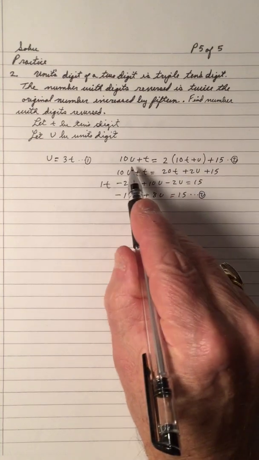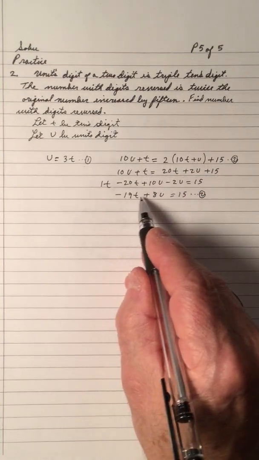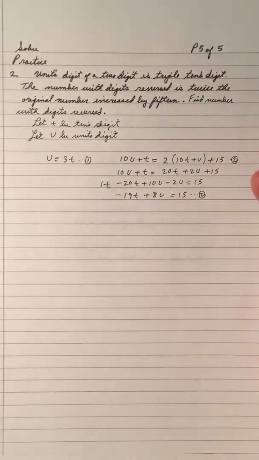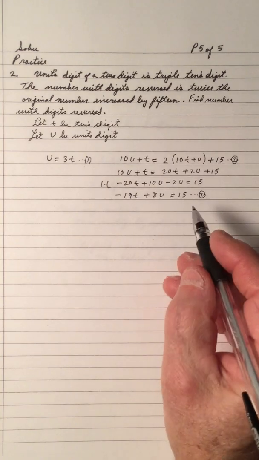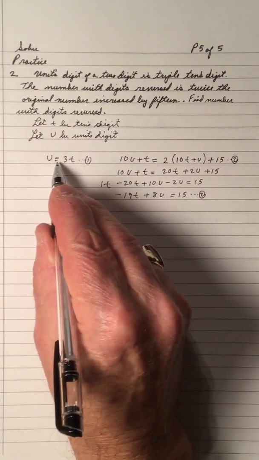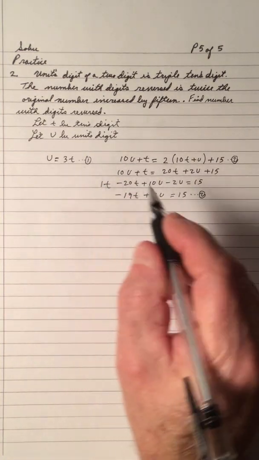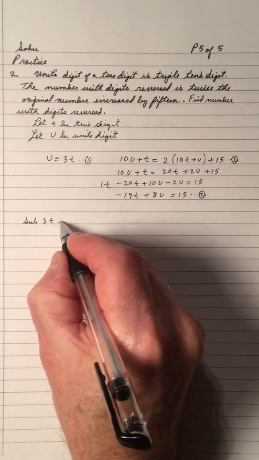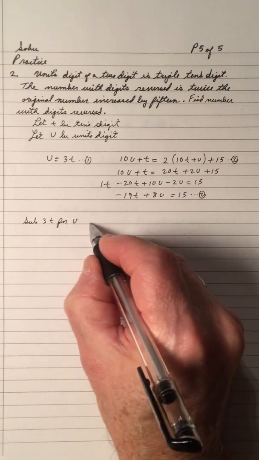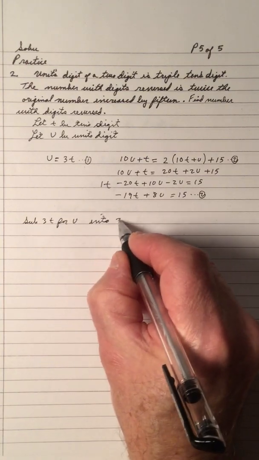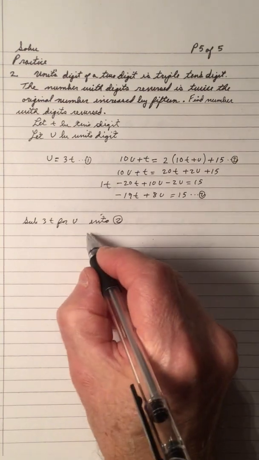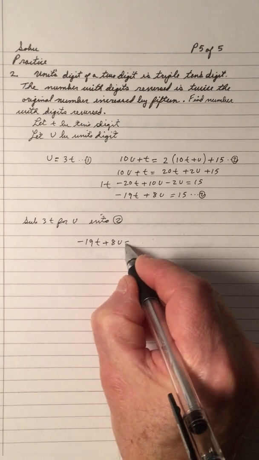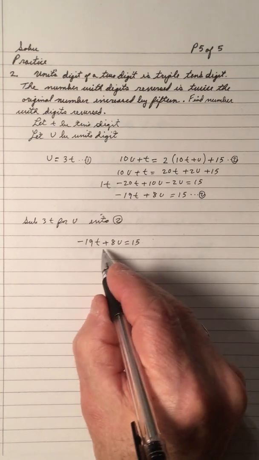For substituting in, I wouldn't substitute into this one. I would substitute into this one. And if you make an error, and the error is here, then it won't work, so you've got to go back and check anyway. So this equation is already solved for you. So I'm going to sub u equals 3t into number 2. Number 2, this one. So that's negative 19t plus 8u equals 15. So I'm subbing in here.